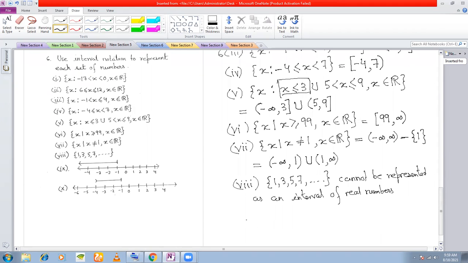Number 9. Now instead of the set, they have given you a number line. And this number line, if you see, extends from minus infinity till minus 1, and you have a vertical line above minus 1. So that means, what is this interval here?